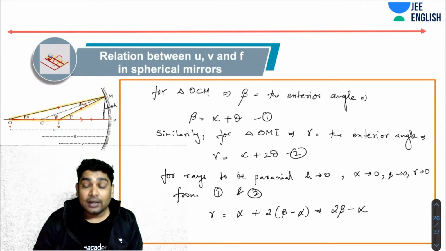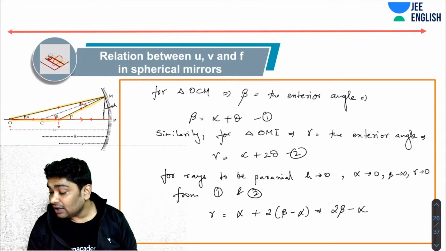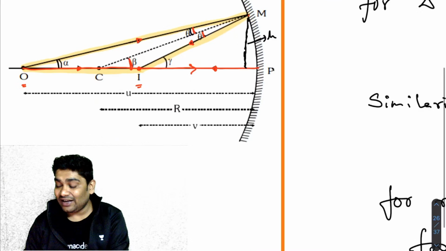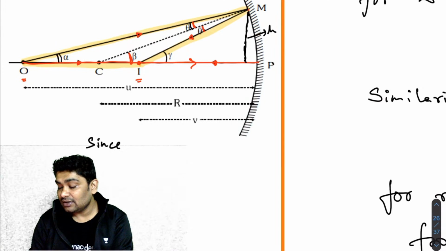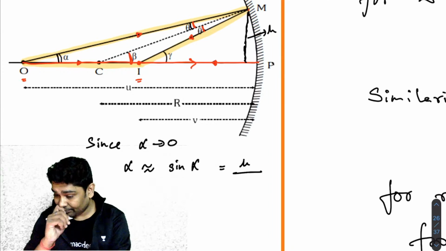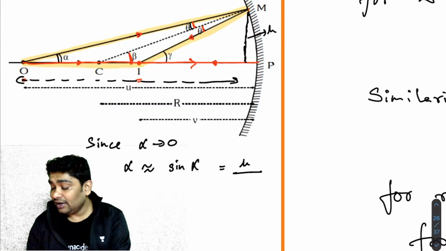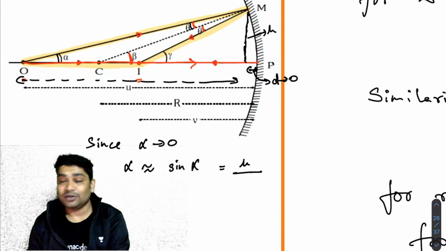Correct. Now, since I have taken the paraxial approximation and since alpha tends to 0, beta tends to 0, and gamma tends to 0, what I will say is that since alpha tends to 0, I can say alpha is roughly equal to sine alpha, which is roughly equal to h over this distance. And if h tends to 0, this d also tends to 0.